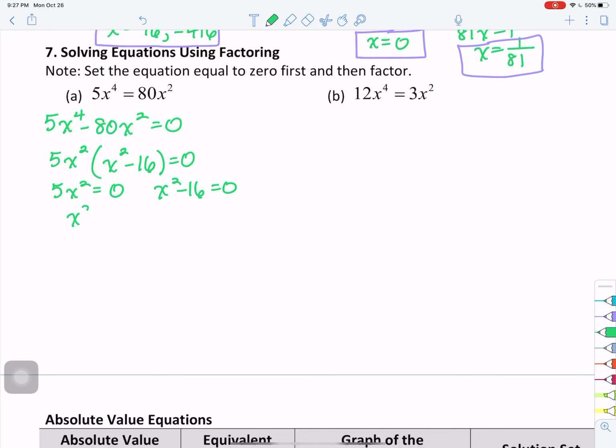So we have x squared is equal to 0, dividing both sides by 5, and x is equal to 0. Now, let's solve this one. x squared is equal to a positive 16. I'm taking the square root, so it's plus or minus root 16. So x equals plus or minus 4.